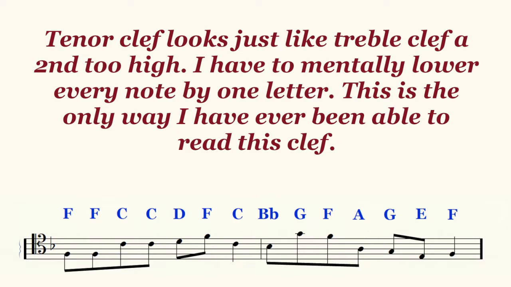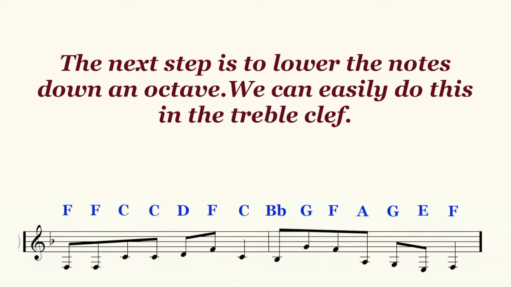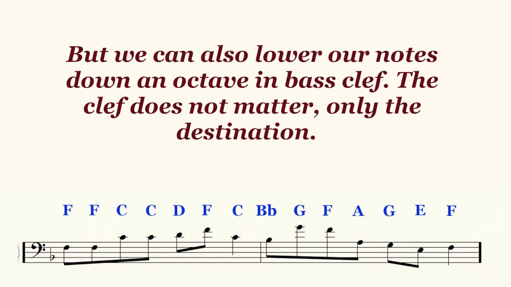But when I do, each note is one letter name too high. Therefore, I mentally lower each note by one letter. This conversion actually demands a second step. The first step is one octave too high, so the second step is to lower down the result an octave. These two steps happen lightning fast for me and get me the answers very quickly. This is the only way I have ever been able to read tenor clef. How I do this has not changed in 5.5 decades.